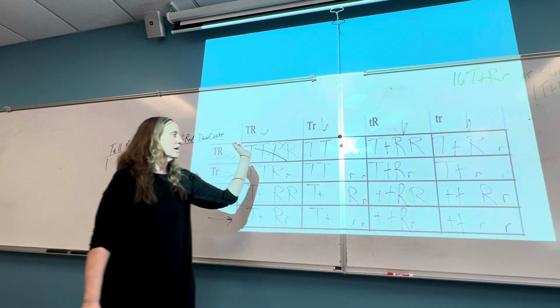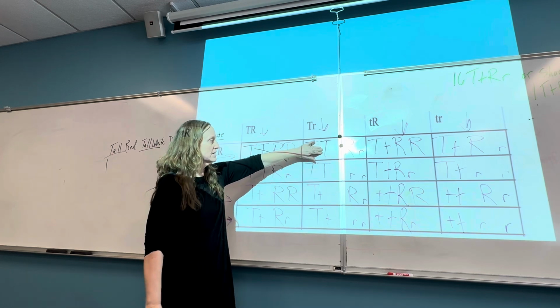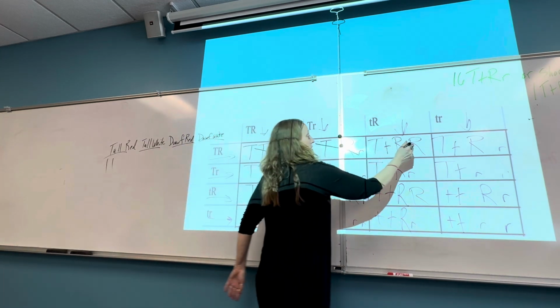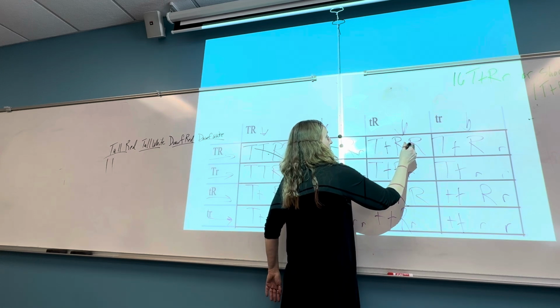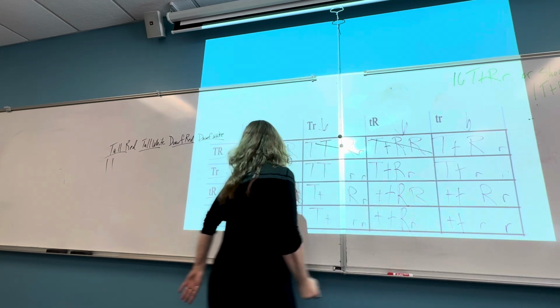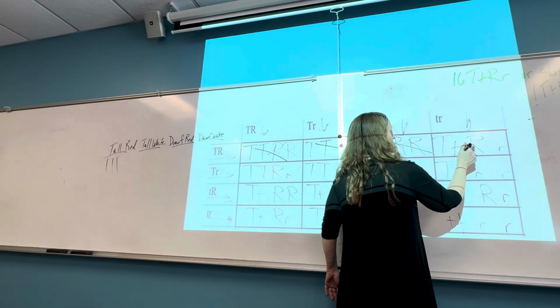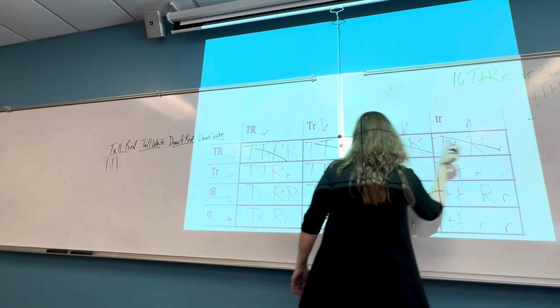Okay, so we'll go across. What's this? Tall red. Big T, little t, big R, big R. Tall red. Tally. Big T, little t, big R, small r. Tall red.